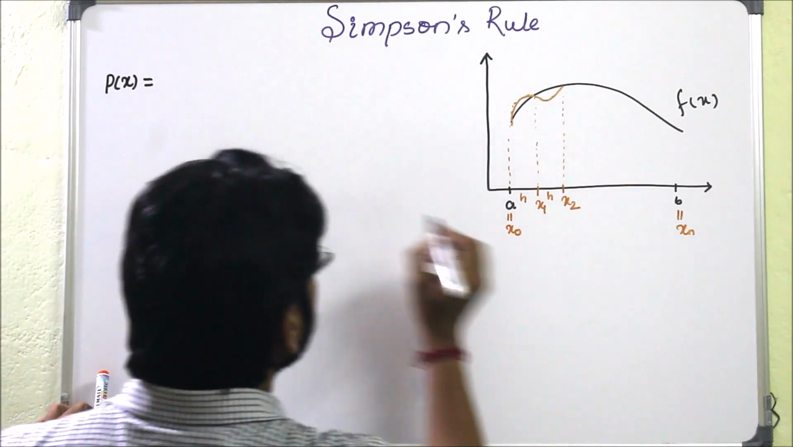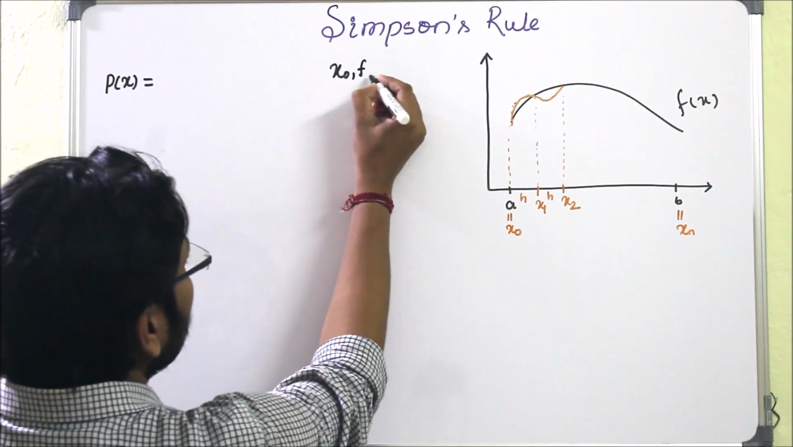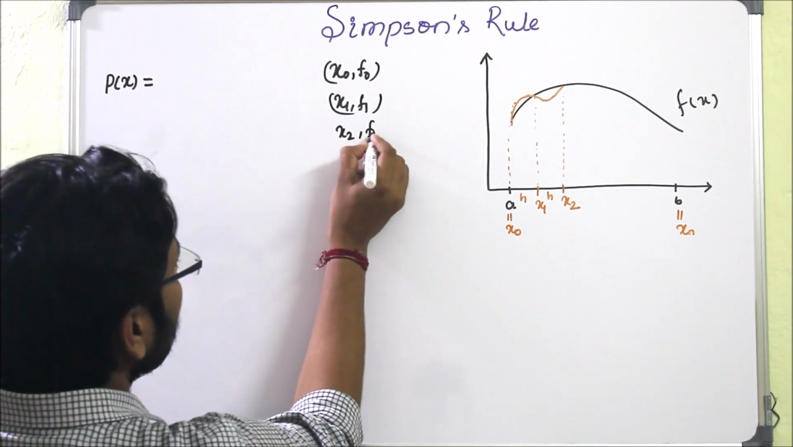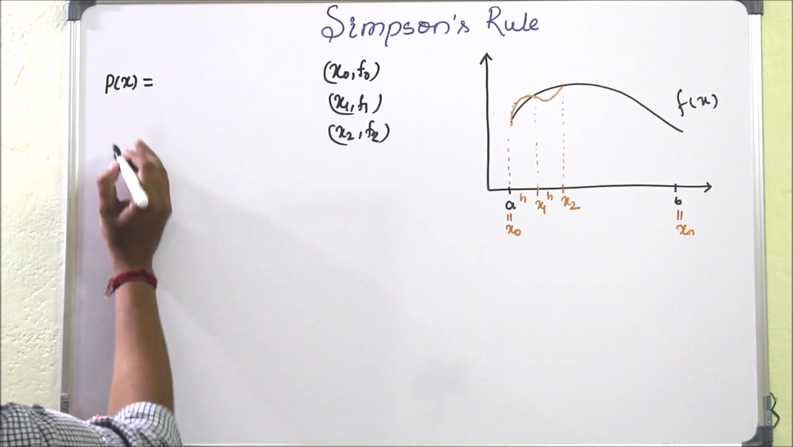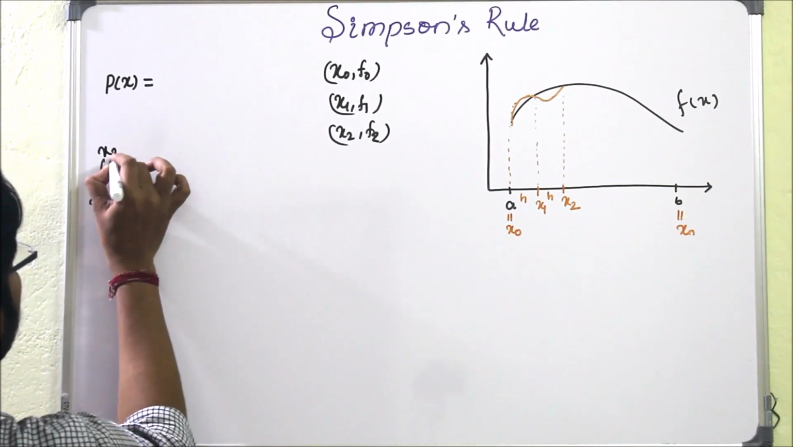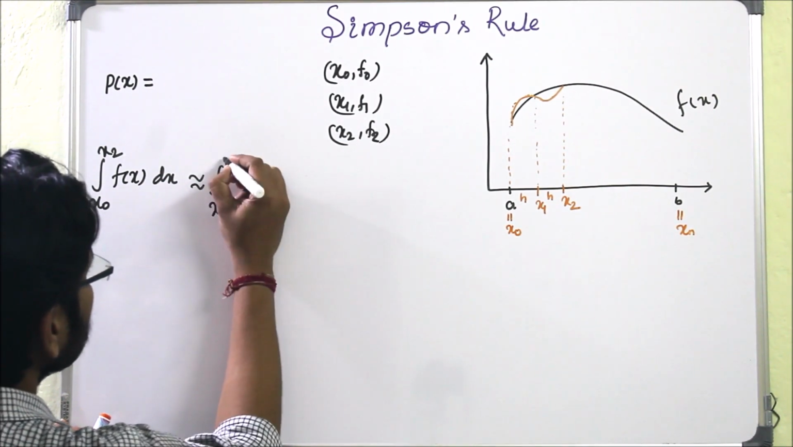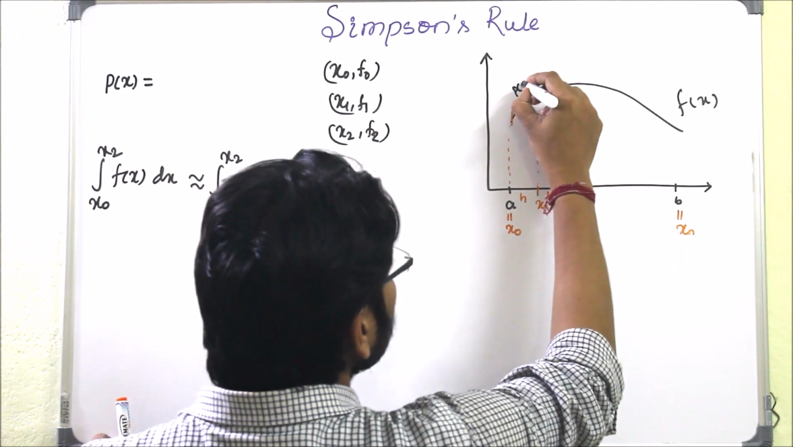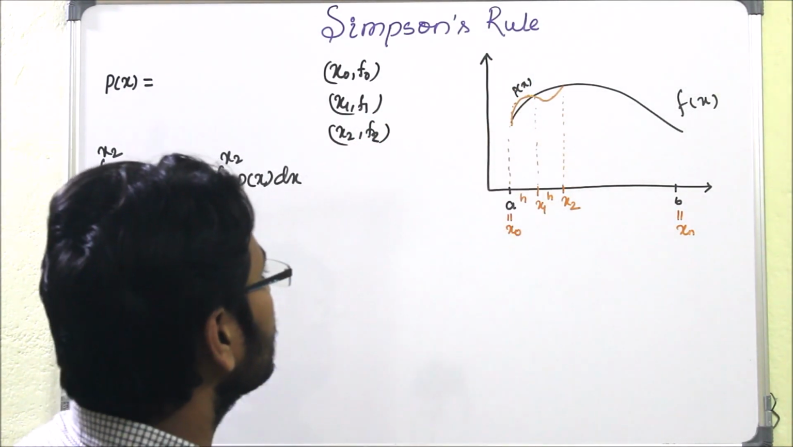For p of x, here we have the points. At x0 we have the function value f0, at x1 f1, at x2 f2. First our aim is to find the integration of f of x from x0 to x2 dx. This I can write as the integration from x0 to x2 of p of x dx. So we can find the quadratic polynomial and integrate from x0 to x2.